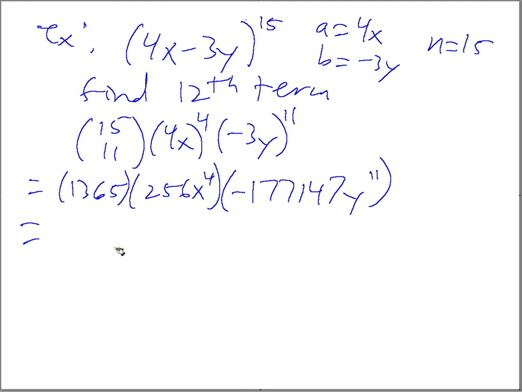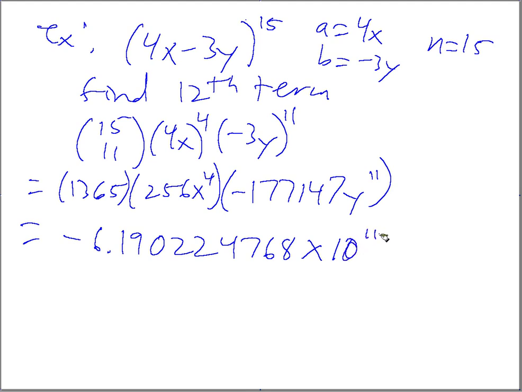1365 times 256. Ah, darn it, it gave me the number in scientific notation. So I'm just going to have to write it out here. Here's what it gives me on my calculator: negative 6.19022024768 times 10 to the 10th power. That's a huge number. But bottom line is, I'm just multiplying these three numbers here. They're big, so I apologize for that. But it's going to be negative. Keep that in mind, though, right?